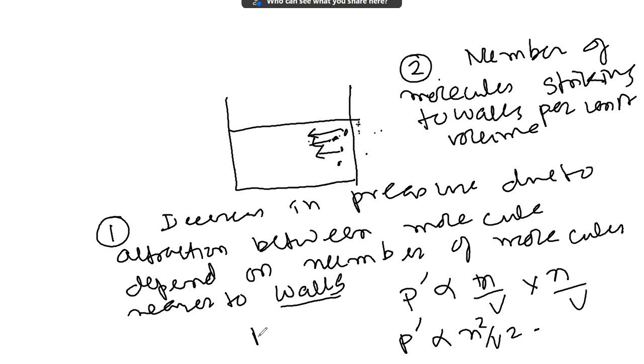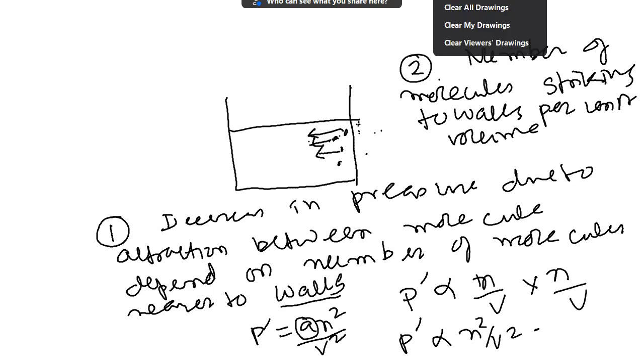P dash equals A N square by V square. A is called the force of attraction between the molecules. The more the force of attraction, the more readily the gas can be liquefied. A stands for the force of attraction between molecules, for n moles with a volume V. Now suppose this is the case of the correction term due to pressure. What will the correction term due to volume be?